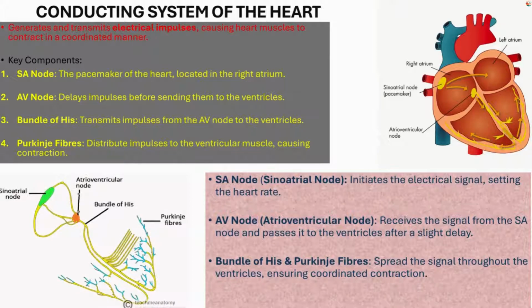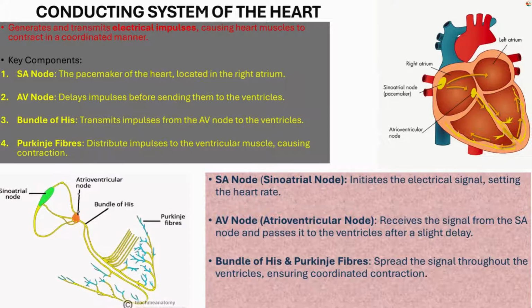Now SA node. What does SA node do? Basically, from where does the electrical impulse generate? SA node is the place where the electrical impulse generates and is transmitted towards the AV node.